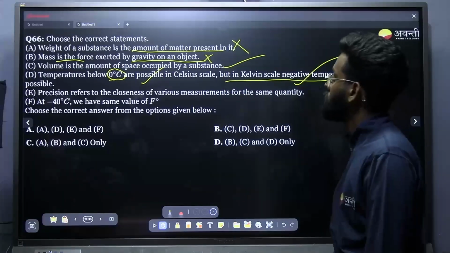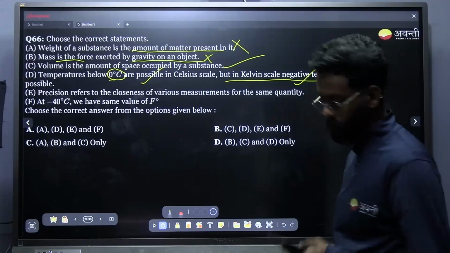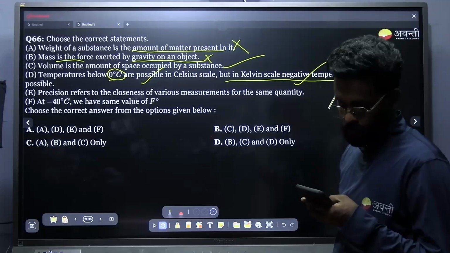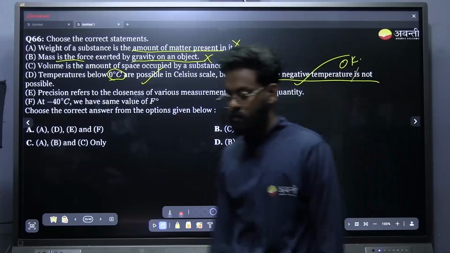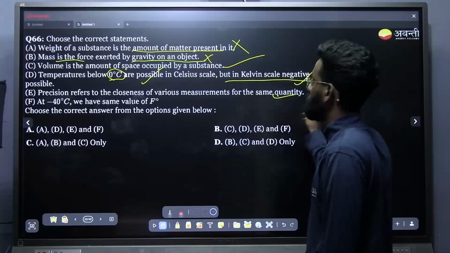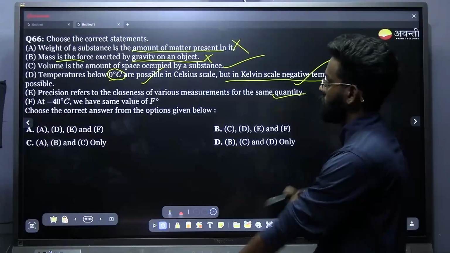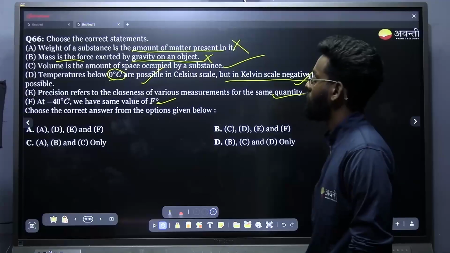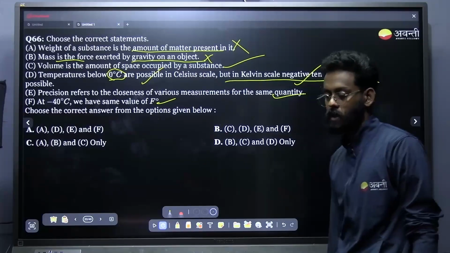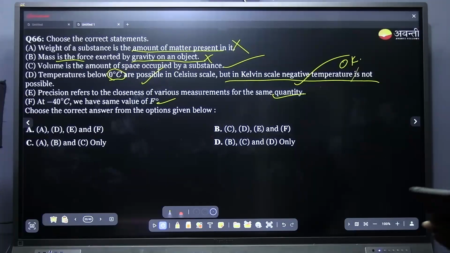Now what about the third one? Precision refers to the closeness of various measurements for the same quantity. Is it correct? Physics, you are studying this one, right? Yes, it is correct. Now at -40 degrees Celsius, we have the same value in Fahrenheit. Is it correct? All of you know the equation, right? What is the equation?